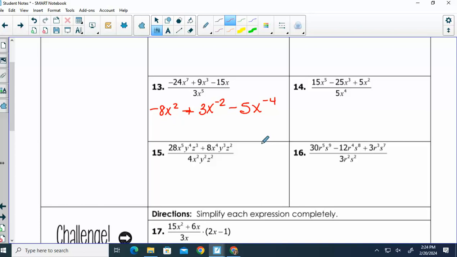Do we ever leave negative exponents in the final answer? No. So to fix it, what do you do? The number stays on top, it's just the variable part that drops down. If you have negative exponents, you will have to move that variable to the denominator. And remember, once it moves down, the exponent becomes a positive.